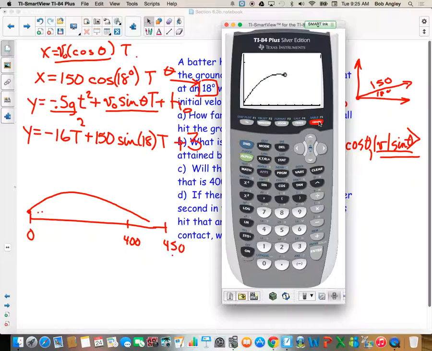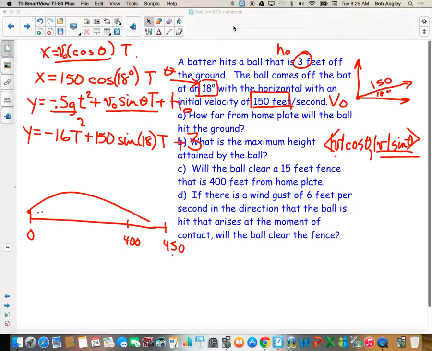He hits the ball, you see it going out, and right here's where 400 is, and you can tell it's over 400, right? Now let me put this down and let's start answering the questions. A, how far from home plate will the ball hit the ground? Now, when the ball hits the ground, what's its y coordinate? All right, 0.